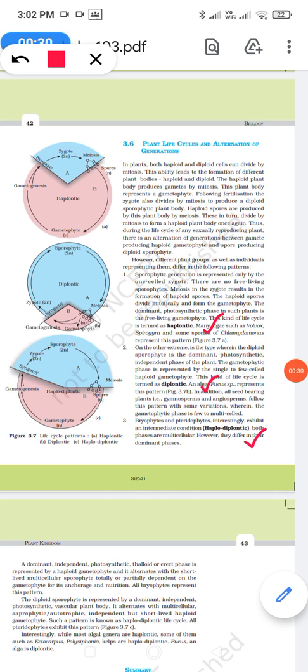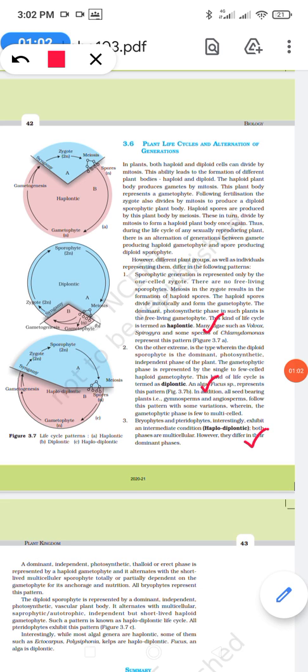Coming to the haplontic life cycle, we see that the gametophytic stage is very big as compared to the sporophytic stage, whereas in diplontic we have the sporophytic stage quite large and the gametophytic stage very small. There is a kind of intermediate condition in the haplodiplontic type of plants.